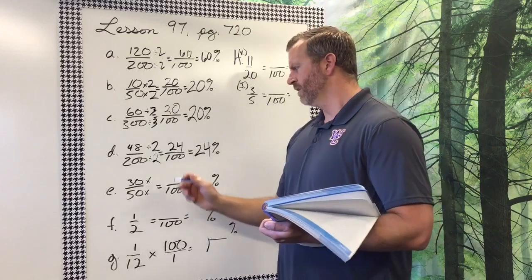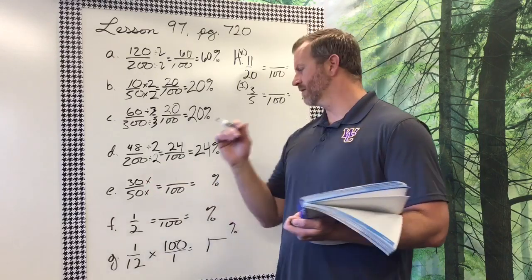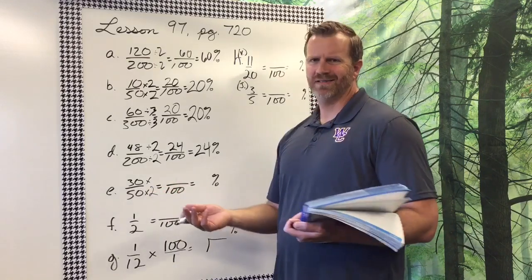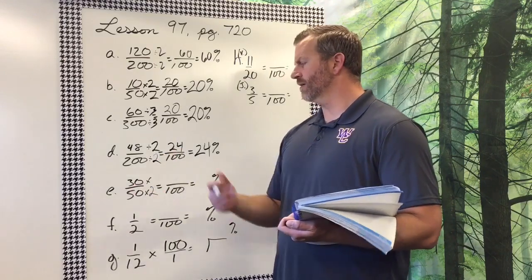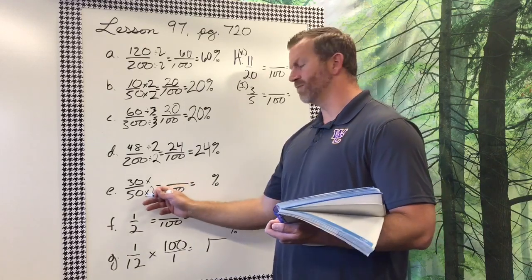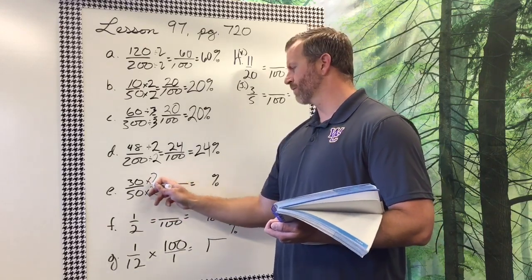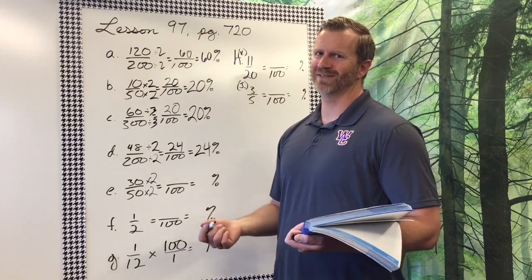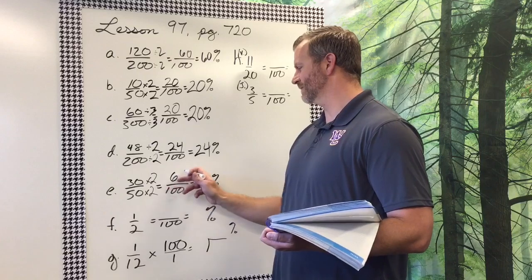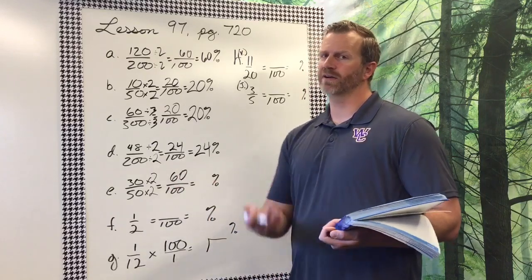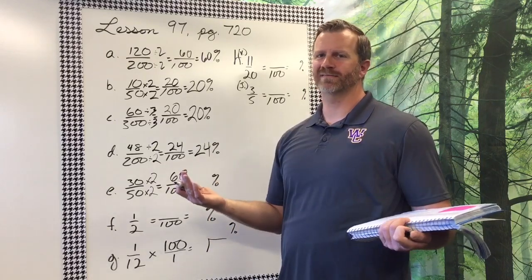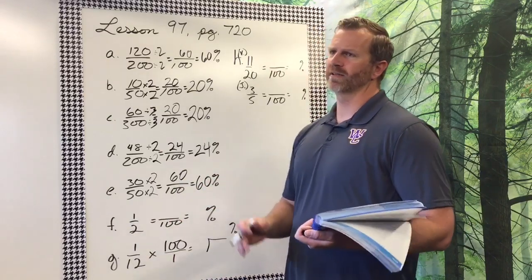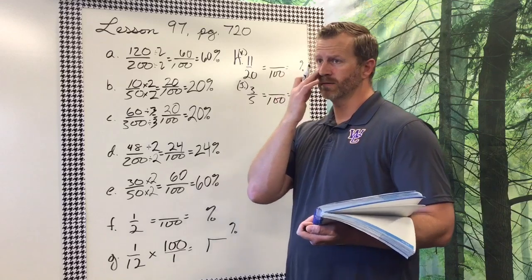Mikey, help me out, bro. 50 times what gets us to 100? What do you think? That's a pretty easy one too, huh? Times 2. Now, 30, we got to go 30 times 2 because we multiplied by 2 on the bottom, right? All right, Mikey, 30 times 2, bro. It's easy, right? What's it give us? 60. Now, 60 over 100 is just that percent. 60%.